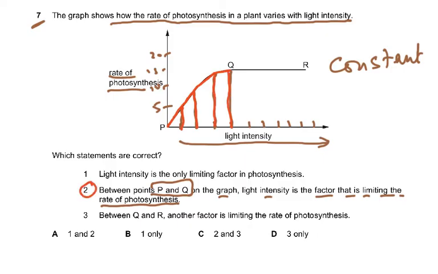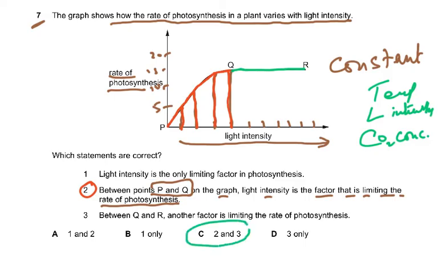So 2 is correct. Between Q and R, another factor is limiting. Yes, now the light intensity is not increasing, so the rate has become constant. Now some other factor is limiting. Could be temperature, could be CO2 concentration. The factors that affect the rate of photosynthesis are TLC: temperature, light intensity, and CO2 concentration. These are the three factors which limit the rate of photosynthesis. So that is why the answer to this is C, which is 2 and 3, which are correct.